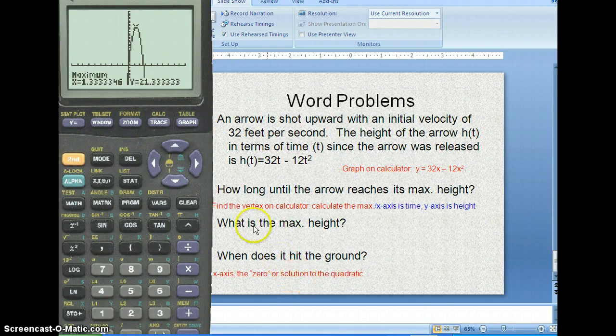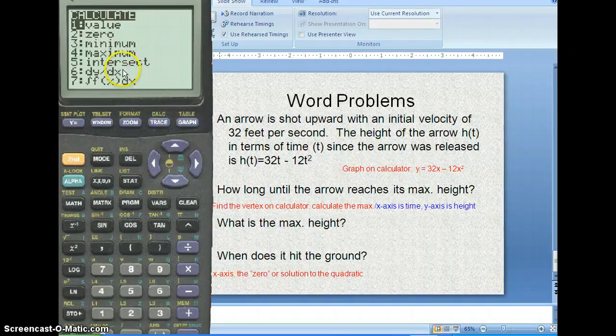Okay? When does it hit the ground? So we want to know what is this point right here? You can calculate the intersection to get that point. And you should know how to do that. We'll talk about the word problems in class.